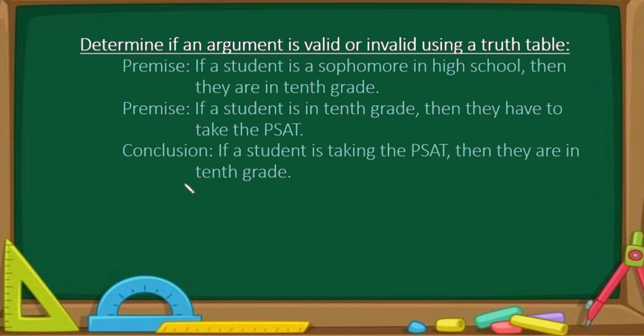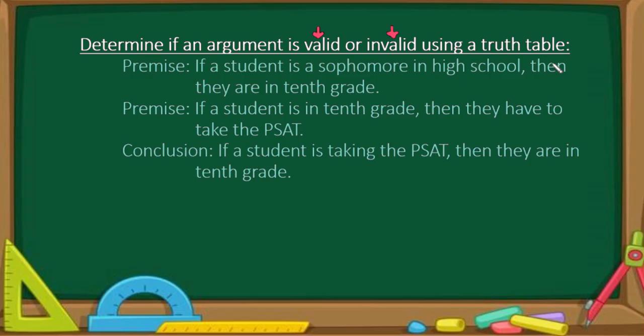For this video, what I want to do is show you how to determine if an argument is valid or invalid using a truth table. In order to be valid, at the end of the truth table, you have to end up with all true statements, which is known as a tautology. In order to be invalid, if you can show that it's false at any point, then it is going to be an invalid argument. All right, so we have two premises followed by a conclusion.